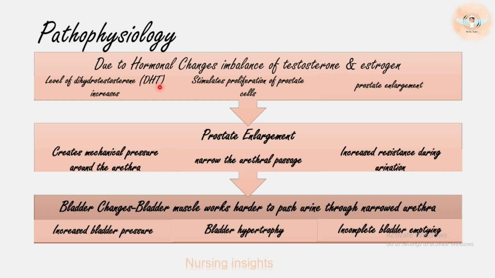Due to the hormonal changes of testosterone and estrogen, there will be an imbalance of the dihydrotestosterone hormone, which is a hormone necessary for prostatic cell growth. When the level of DHT increases, it will lead to prostate enlargement. As a result of prostate enlargement, there will be mechanical pressure around the urethra. This will lead to obstruction, and when this obstruction continues, it will lead to pressure in the bladder, and as a result, bladder hypertrophy will develop, and it will lead to incomplete bladder emptying and further complications. So this is about the pathophysiology.